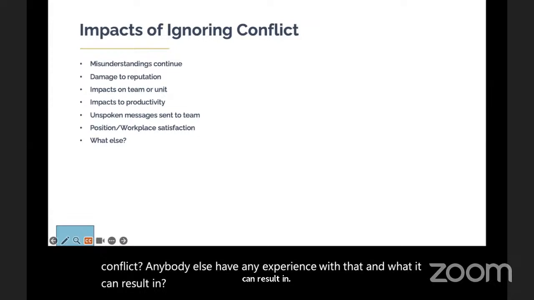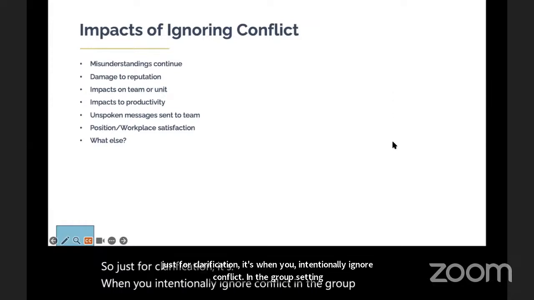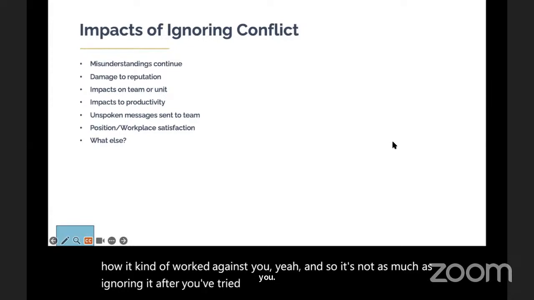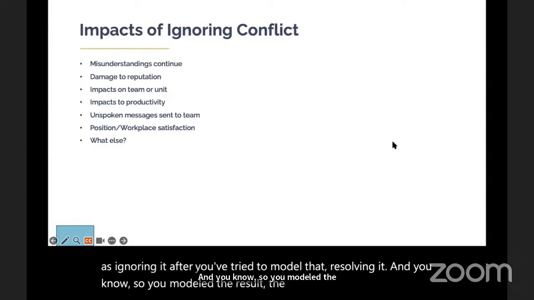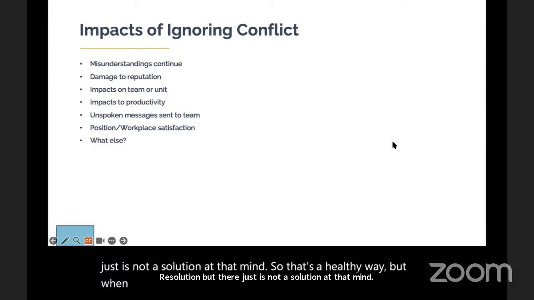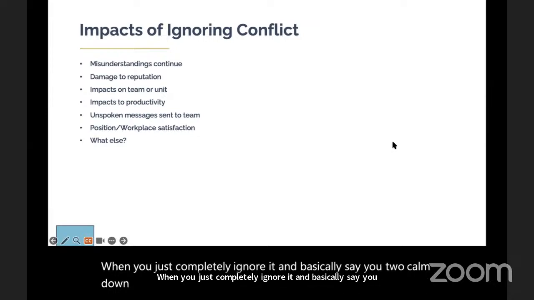So just for clarification, it's when you intentionally ignore conflict in the group setting and it kind of worked against you. It's not as much ignoring it after you've tried to model resolving it. You modeled the conflict resolution, but there just is not a solution at that time. So that's a healthy way. But when, as a group facilitator, or even in any conflict, you completely ignore it and basically say, you two, calm down, sit down, we're going to move on.